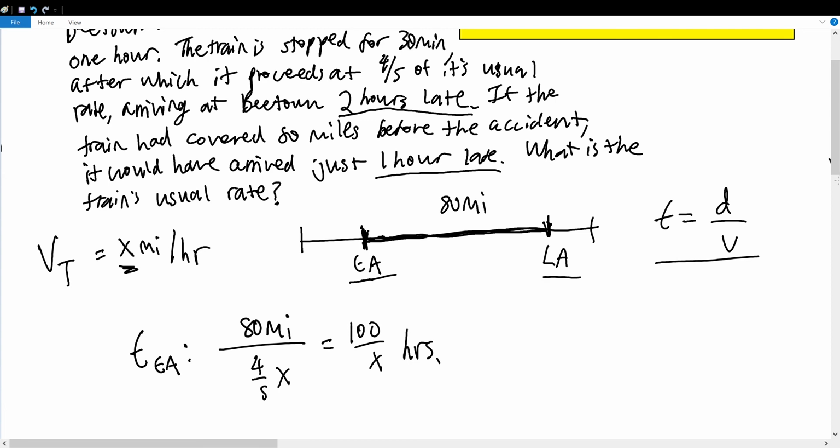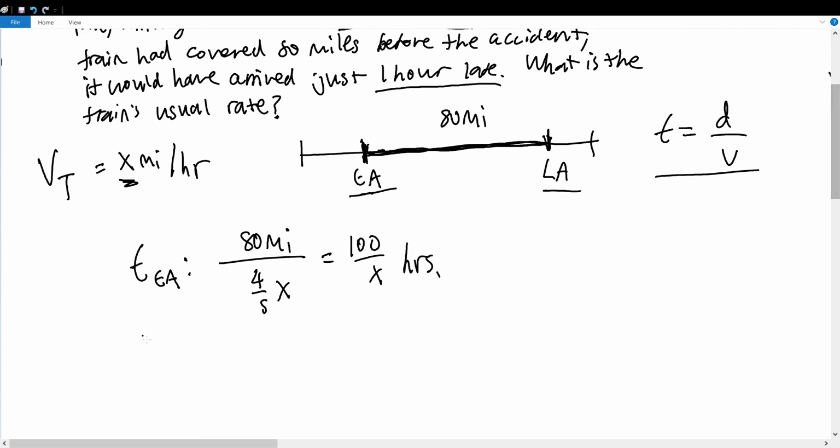And what if the accident happens at LA? Well, think about it. It will travel this 80 miles without slowing down, because only after the accident happens does the speed slow down. So it will still travel this 80 miles at its usual rate of x because nothing happened to it. So it will travel at 80 miles over x miles per hour, which is 80 over x hours.